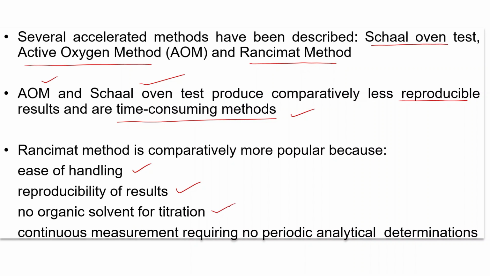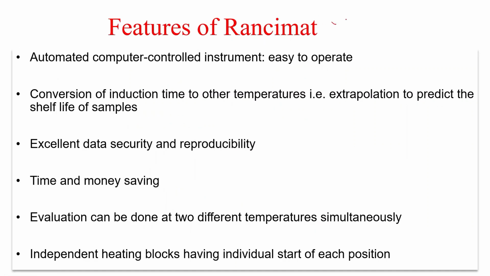We don't require any organic solvents during its run, and there is continuous measurement requiring no periodic manual intervention. So it can be kept unattended also once the equipment is started. Now if you see some of the features of the Rancimat, it is an automatic control instrument, very easy to operate, with conversion of induction time to other temperatures, extrapolation to predict the shelf life of the sample. As I already told you, at any temperature, say 20 degrees Celsius, 30 degrees Celsius, 40 degrees Celsius, you are initially accelerating the conditions to have the oxidation in a short period of time, and then you are extrapolating to have the induction period at a particular temperature.